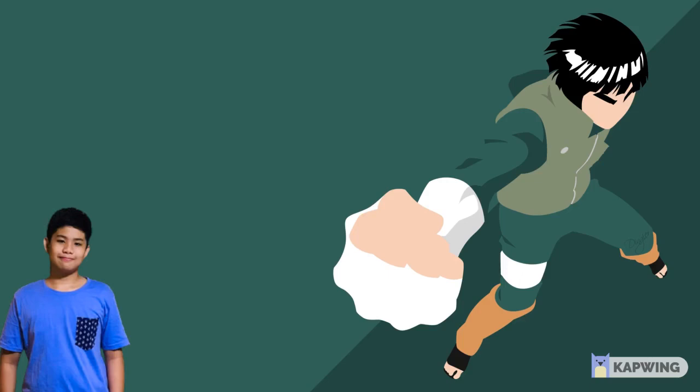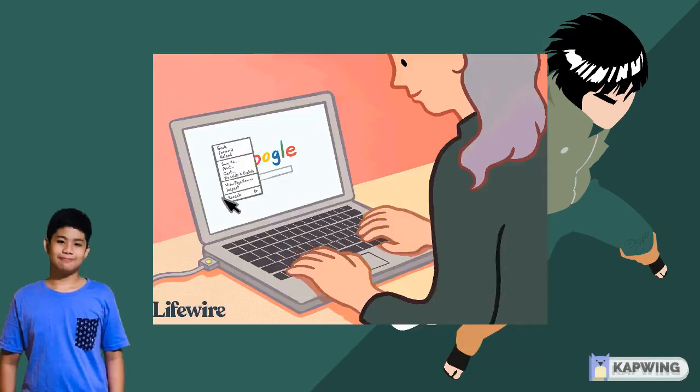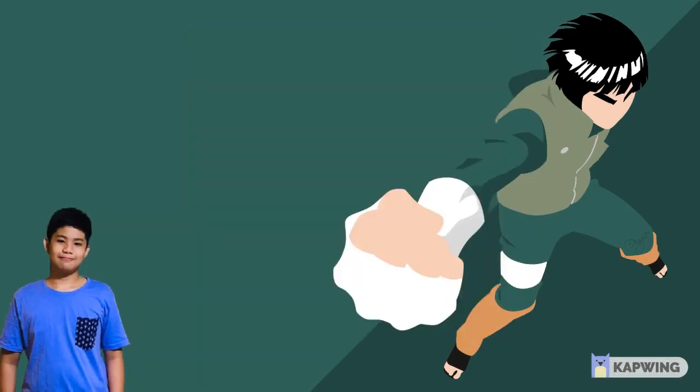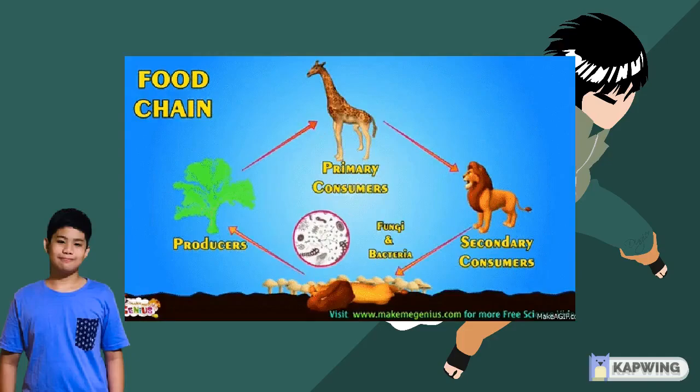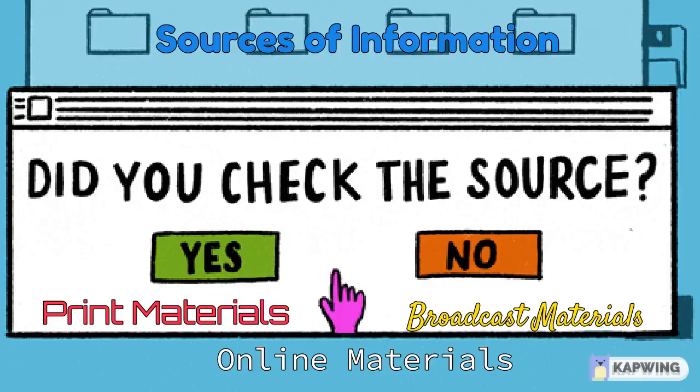Today we are going to discuss the Venn diagram, compare and contrast, sources of information, ratio, and food chain. We have different sources of information like print materials, broadcast materials, and online materials. Let us discuss each of the resources one by one.